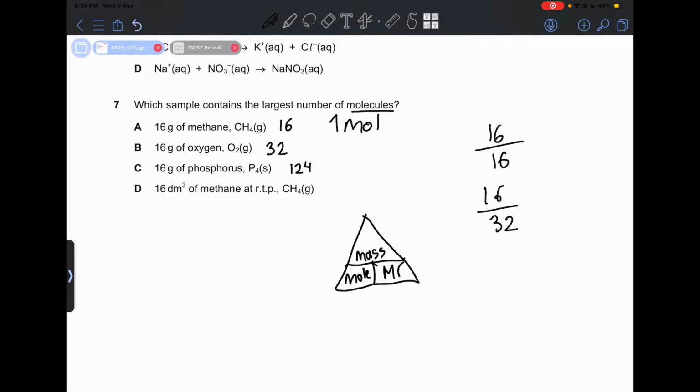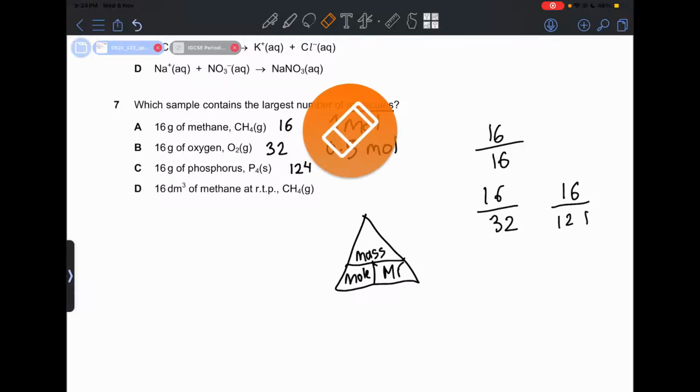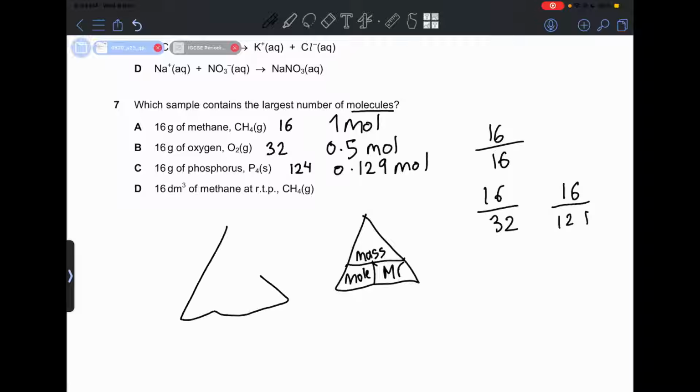It's going to give you half, so this is half a mole. And again, for the phosphorus, you're going to do the same thing, 16 over 124. This is going to give you 0.129 moles.